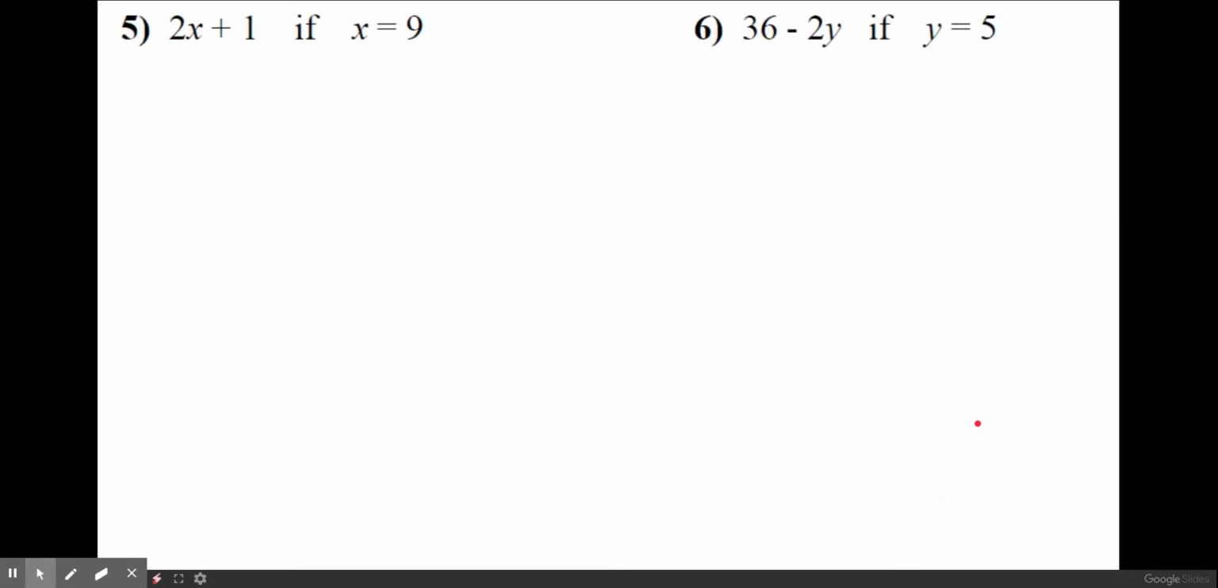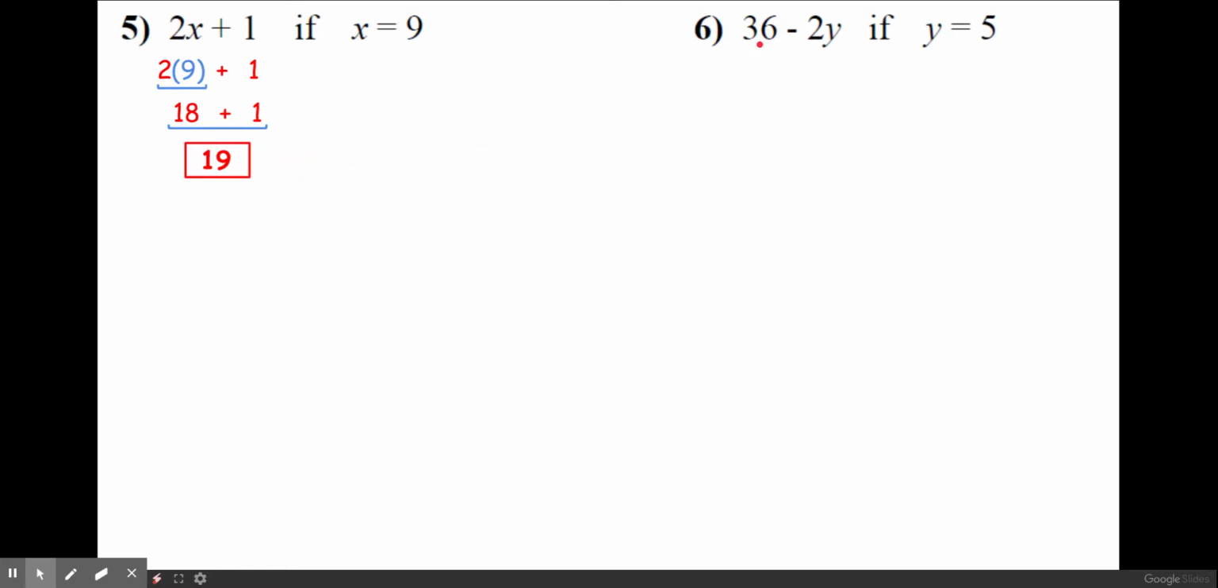Let's go ahead and look at number 5. 2x plus 1 if x equals 9. So you're going to have a couple more steps in here. So we have 2, and then x. In place of x, we're going to write 9. So 2 times 9 plus 1. So from here, it's order of operations. You do multiplication first. 2 times 9, which is 18, plus 1. And 18 plus 1 is 19, and that's our answer.